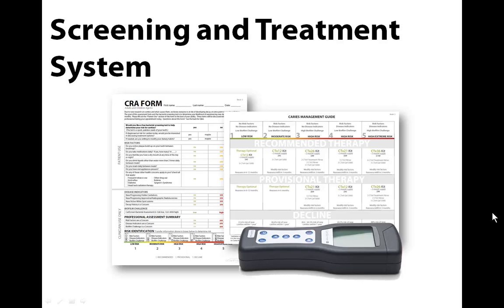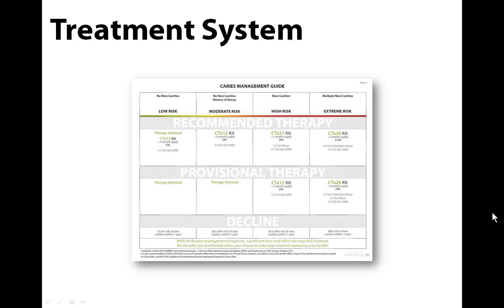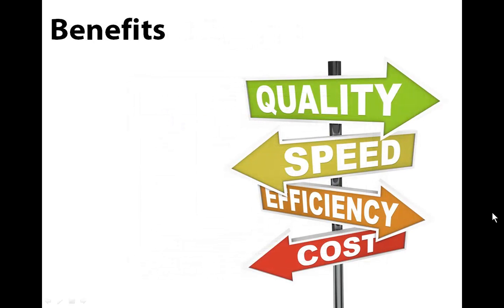The second program is the treatment system, which includes only one form and does not incorporate the Caries Screen Meter. This is a simplified version and focuses on disease indicators to determine a patient's caries risk. Both systems are designed based on statistical CAMBRA population studies.